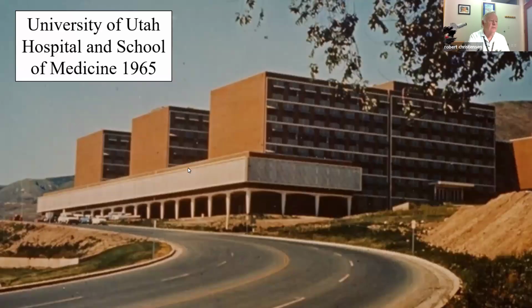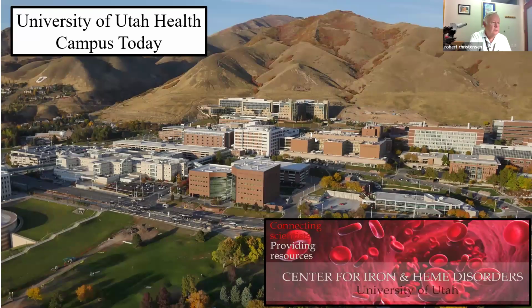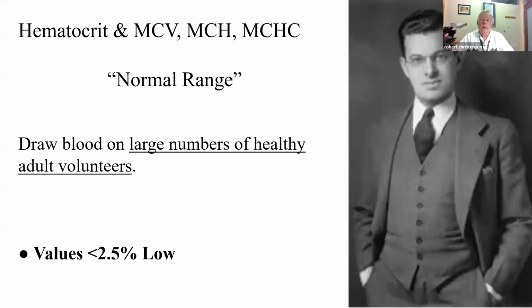This in 1965 is where that hospital moved. This is in the foothills behind the main University of Utah campus. And you would hardly be able to find it here. This is the old building, now amidst all the various hospitals and facilities of the University of Utah Health Sciences campus today. When Dr. Wintrobe came to Utah, he had just published a paper describing a very interesting and novel test called the hematocrit.